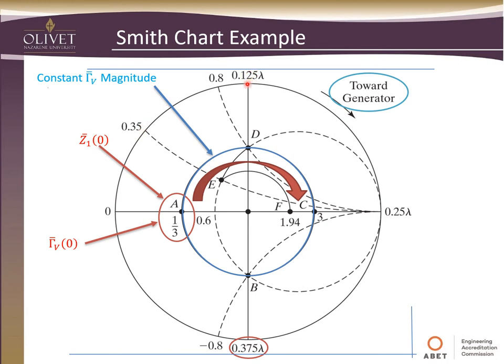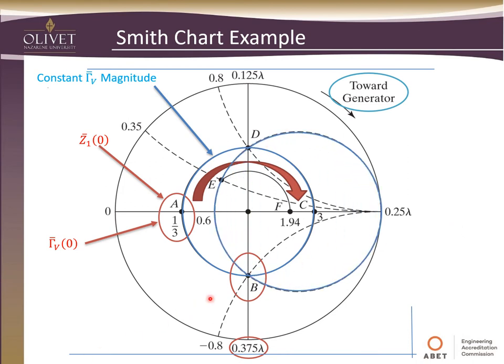We run here, this is 0.125 lambda away from this point. This is 0.25 away from this point. This is 0.375 lambda. If we keep moving around, this will be half lambda, because remember, we said it's cyclic, so every half lambda we're back where we started as far as the reflection coefficients and impedances and all of that. So in this case, if we move around this constant reflection coefficient circle until we get to this point here, 0.375, we arrive at this new point B.